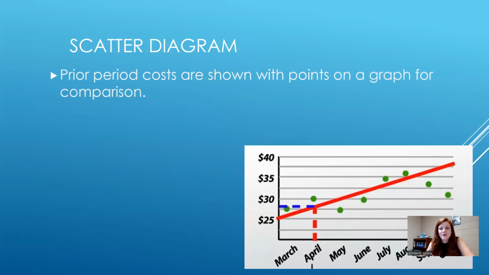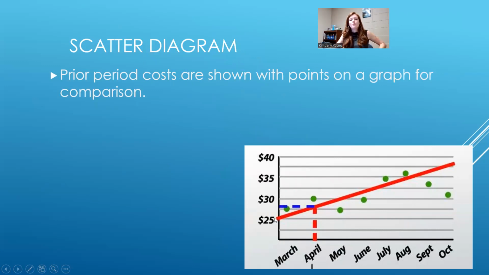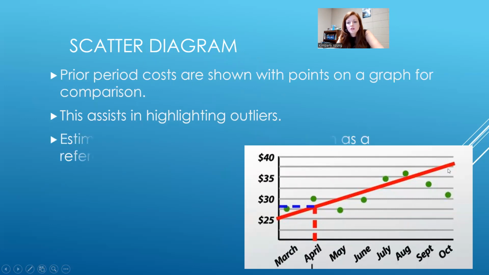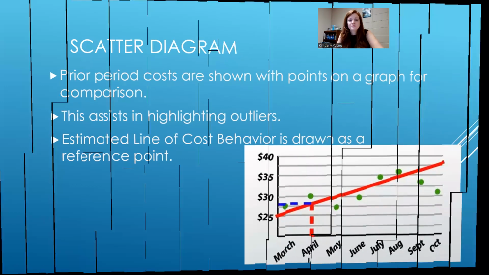A scatter diagram. You've probably seen this before in a different class, but a scatter diagram is where we have our estimated cost outlined here. We have the line drawn for what our estimated costs would be. And then we put different points on the graph for what the costs actually were. And then we look for any outliers like this one over here in October. Why was that one so much less in costs than what we expected? And then we would dig into that. So when we do a scatter diagram, we're looking for outliers from what we expected, that reference point, to see what we need to look into.